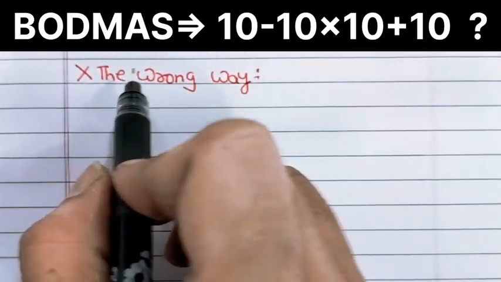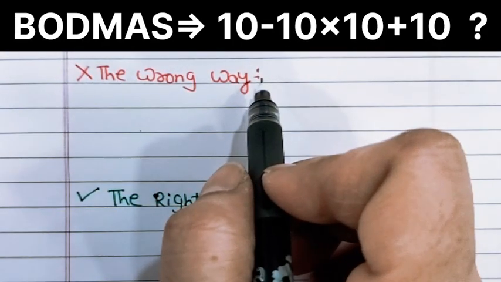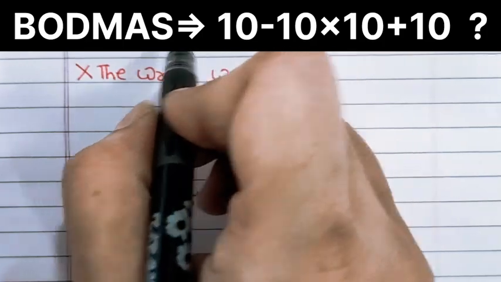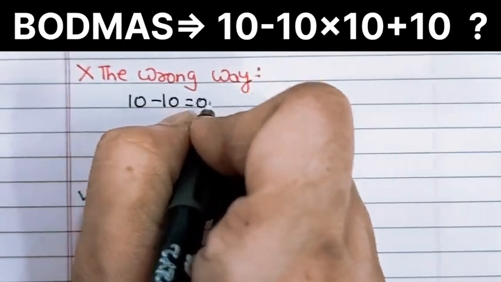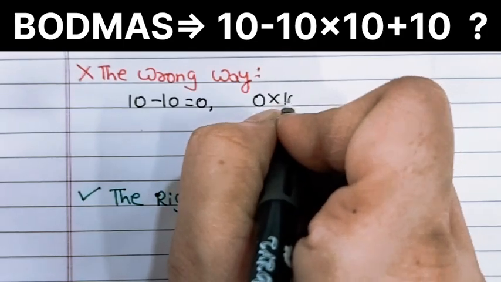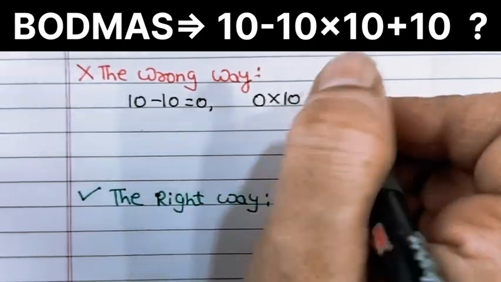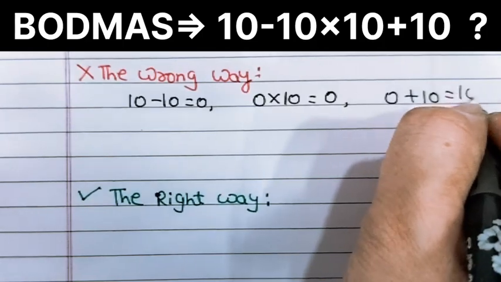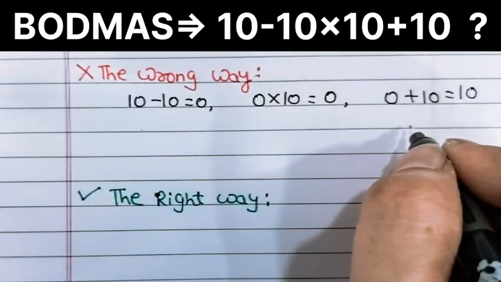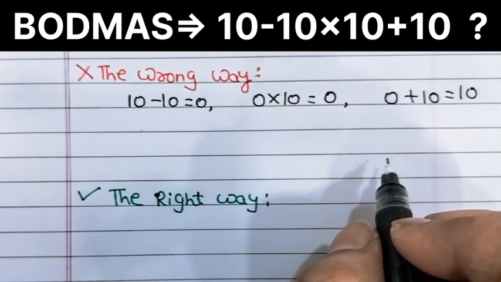So friends, the wrong way: viewers read left to right like a sentence. See, 10 minus 10 will become 0. And then 0 multiplied by 10 will become 0. Now the last 0 plus 10 will become 10. So now this is wrong. They completely ignore the priority of multiplication.